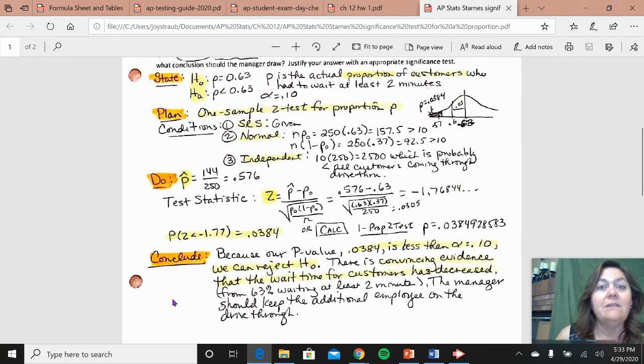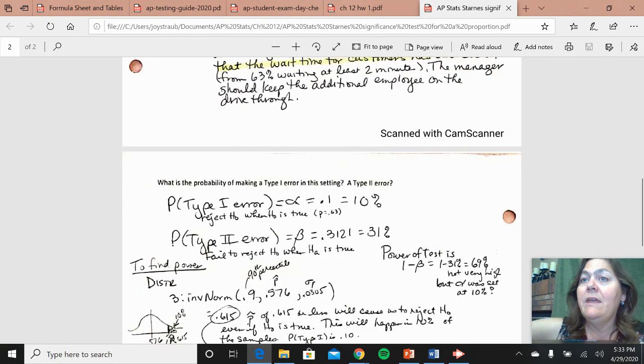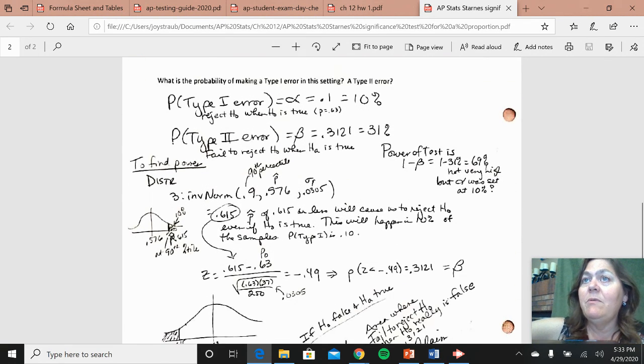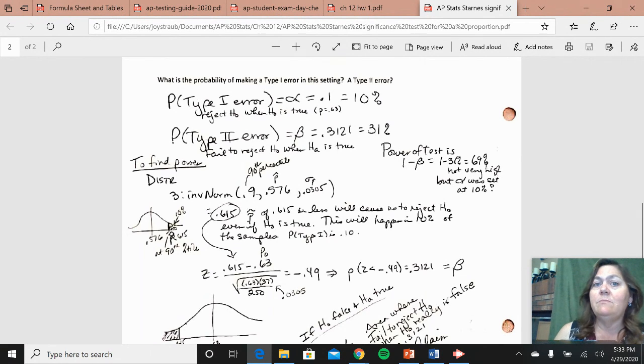Did this work? Did this help? So I put this person on, and I have great evidence to show that we have reduced the proportion of people having to wait more than 2 minutes. So let's keep that employee on the drive-through. Hopefully you came up with the Type 1 error is 0.10, because remember, Type 1 error is the same as alpha. So you just had to read that from the problem.